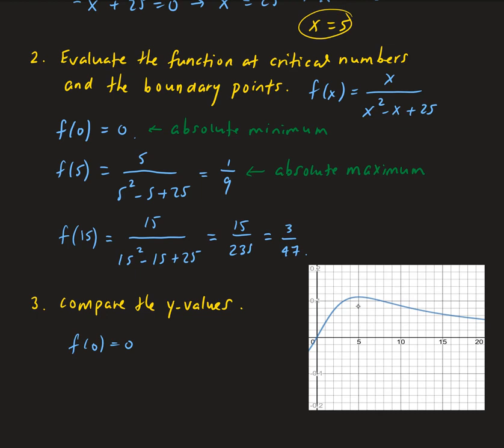So we have an absolute minimum at 0, 0, and an absolute maximum occurring at x equals 5. And the y value for that was 1/9.